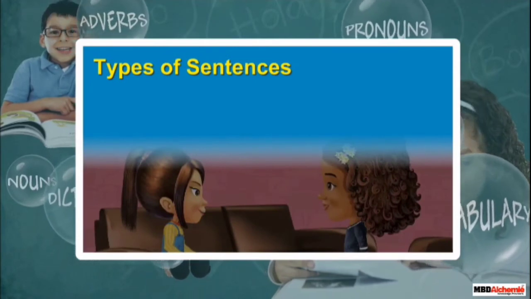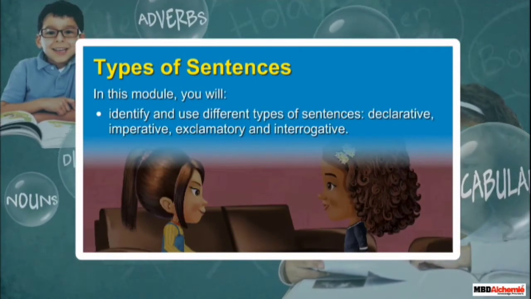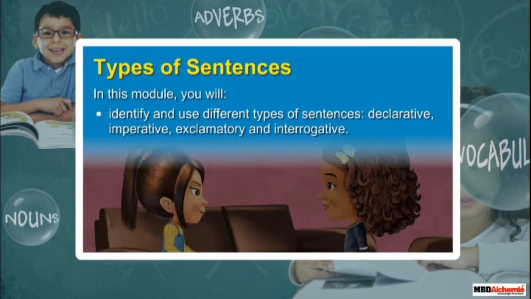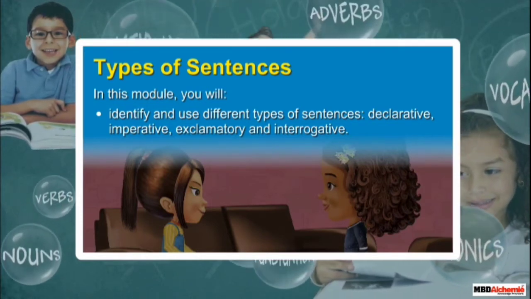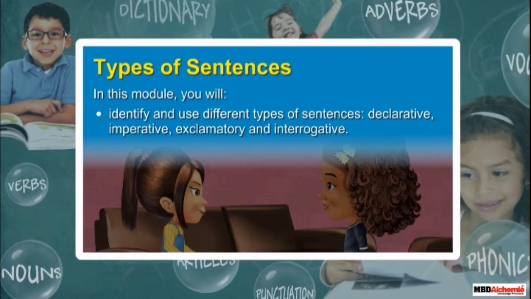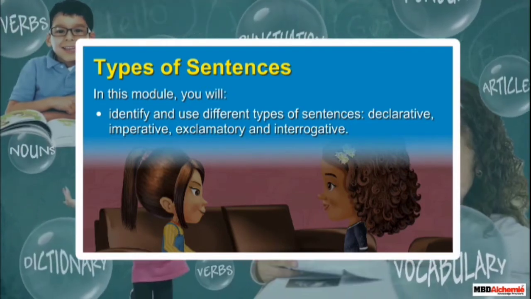Types of sentences. In this module, you will identify and use different types of sentences: declarative, imperative, exclamatory, and interrogative.